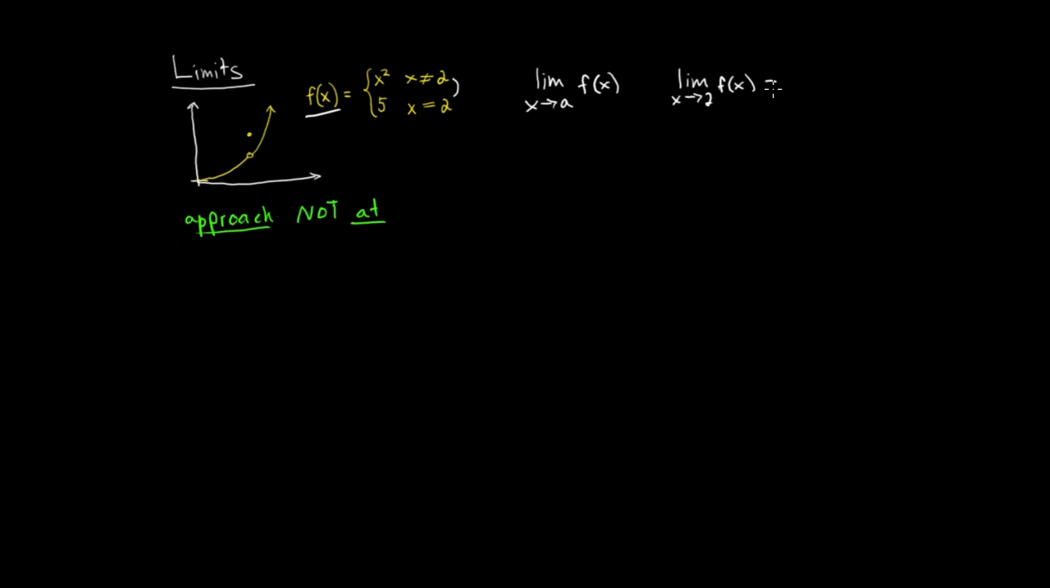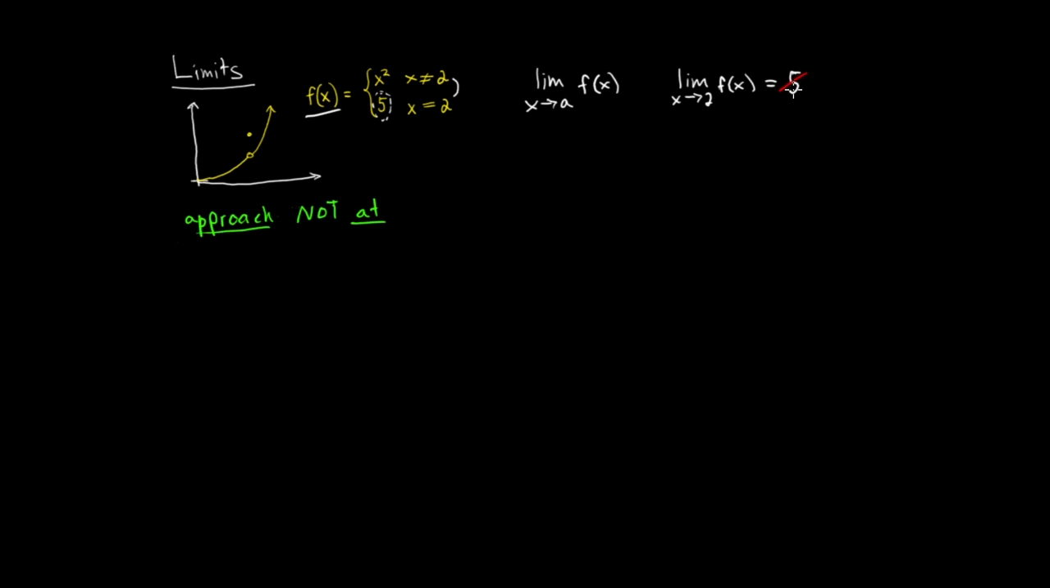And you may be initially tempted to say that it's 5, right? Because naturally the function is defined as 5 at x equals 2. And that makes a lot of sense. The problem with that is this. We care about the approach, not what happens at the value. So in fact, that is not true.